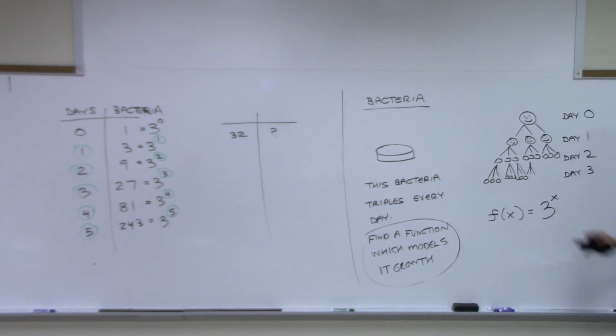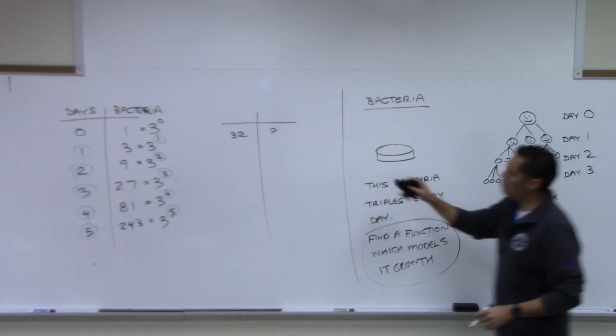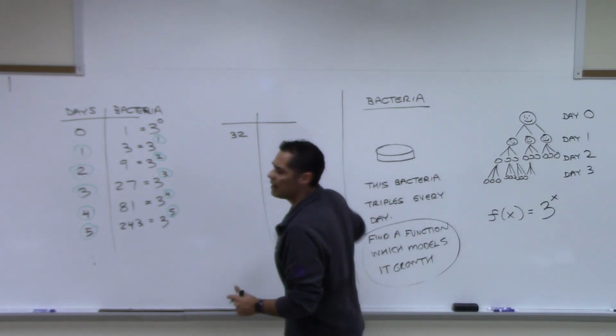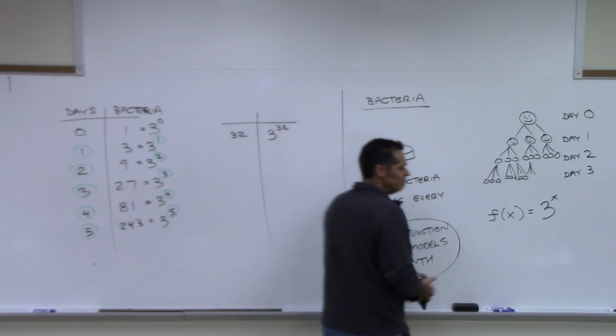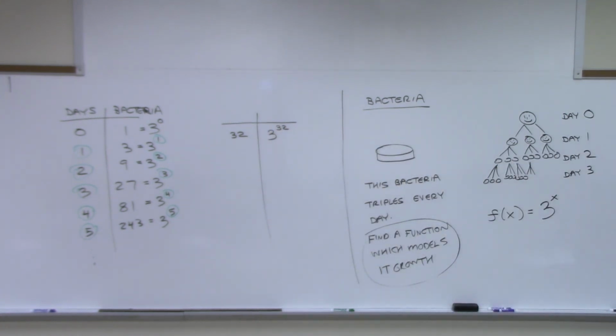So this looks like this would work. It looks like this is it. So here, if I want to know after 32 days how many bacteria there are, I would have to take 3 and raise it to the 32 power. Yikes, I'm going to need my calculator for that.